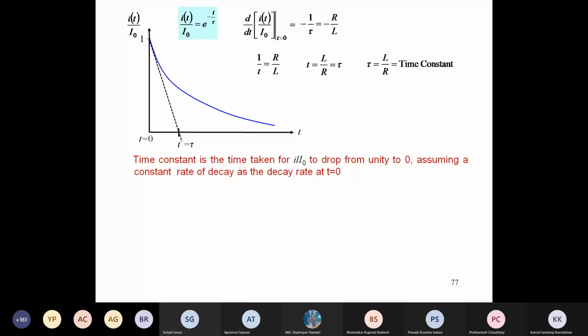Can you see the screen now? Yes, sir, the slide is visible, and you're audible.